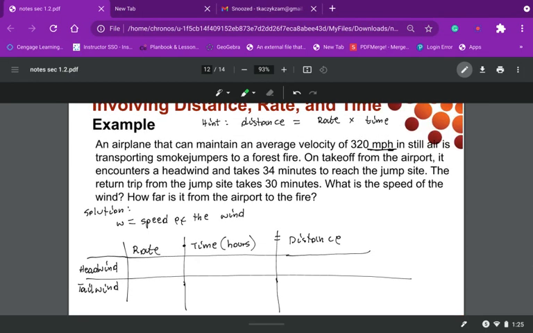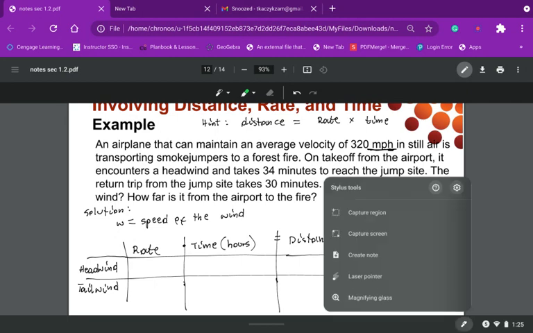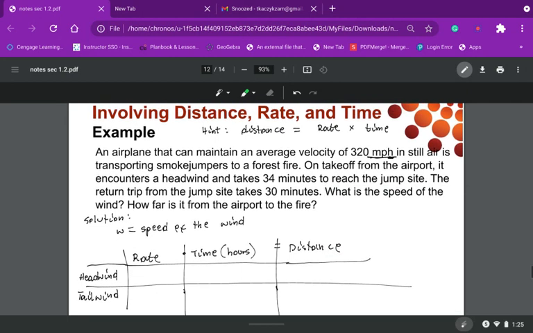So let's go back to that problem and read the information. We know that the average velocity, which means the average rate of the plane in a perfect situation, is 320 miles per hour. So we should think about that as the speed of the airplane in the perfect situation.